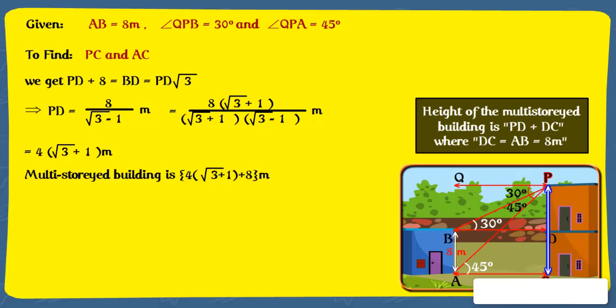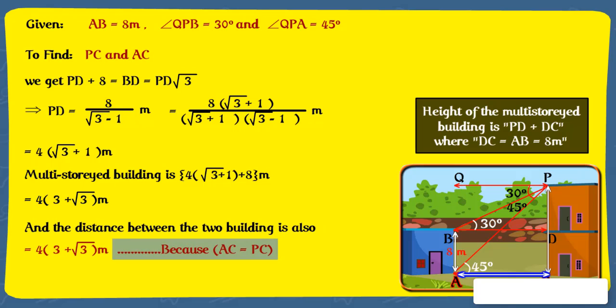So the height of the multi-storied building is 4 into root 3 plus 1 plus 8 equals to 4 into 3 plus root 3 meters, and the distance between the two buildings is also 4 into 3 plus root 3 meters.